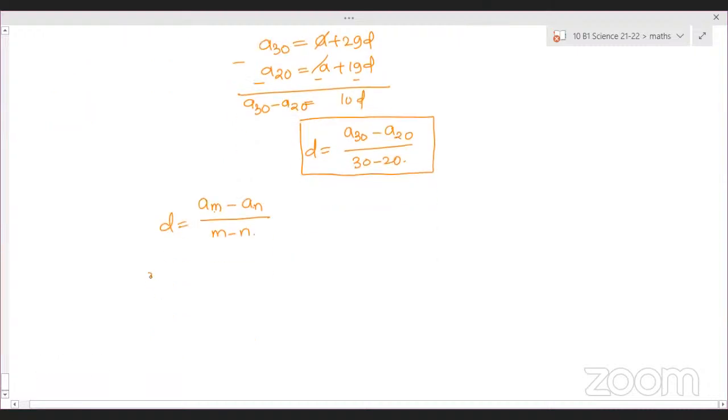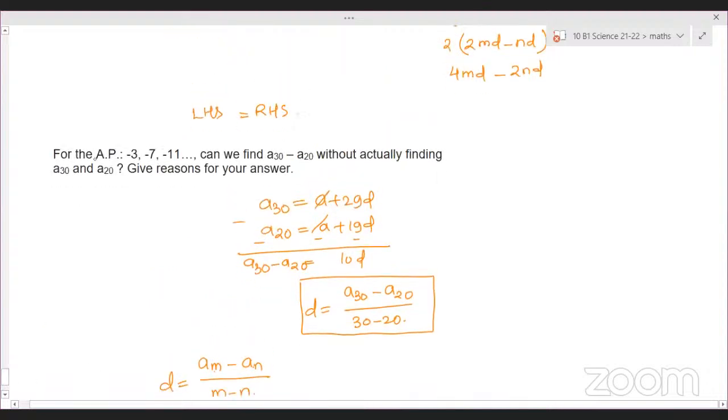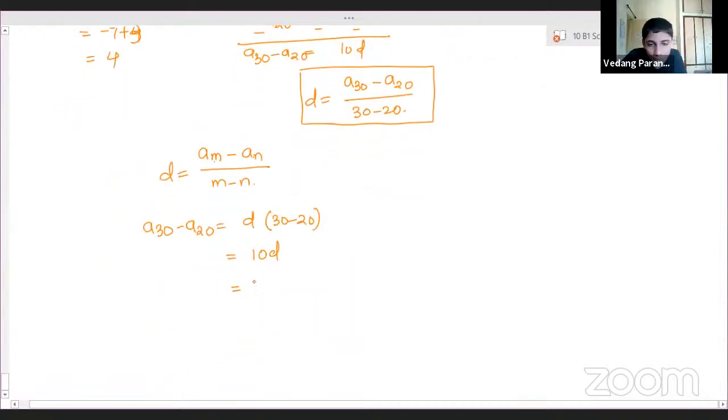So we want A30 minus A20. That is equal to D into 30 minus 20, that is 10D. So what is 10D? The difference is minus 7 minus of minus 3. Minus 7 plus 3, that is equal to 4. Ma'am, minus 4. Minus 40.